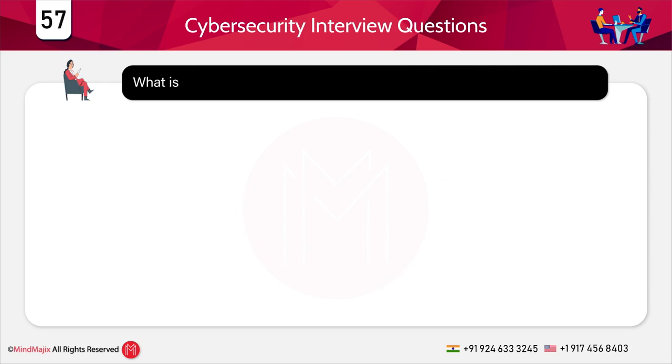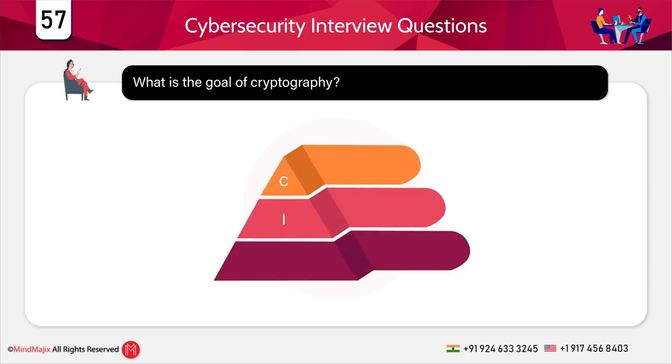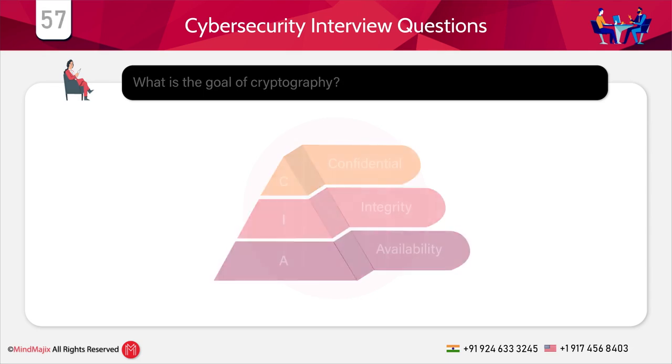Then, what is the goal of cryptography? As I already talked about, the goal of cryptography is to maintain confidentiality and integrity of a communication system.